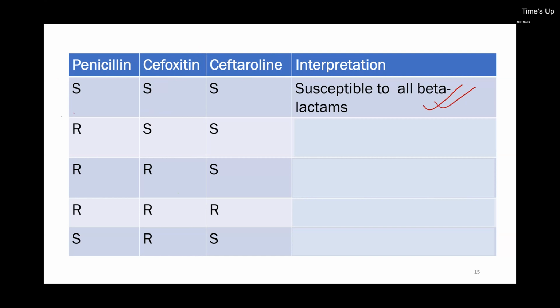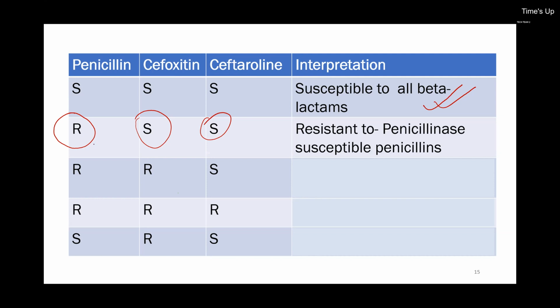Suppose I have a penicillin resistant, a cefoxitin susceptible, and suppose I have a report of ceftaroline also. So what can I interpret of that? That other than penicillinase labile penicillins, all the rest of the beta lactams are susceptible for my strain.